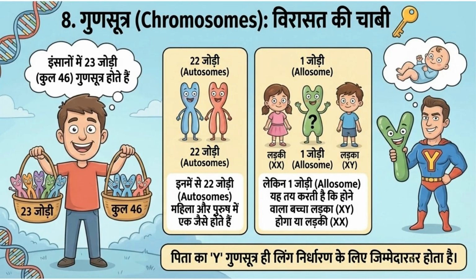Humans have 23 pairs, 46 total, of chromosomes, the key to inheritance. 22 pairs are autosomes, similar in males and females. The one pair of allosomes determines sex, XY for male and XX for female. The father's Y chromosome is responsible for sex determination.